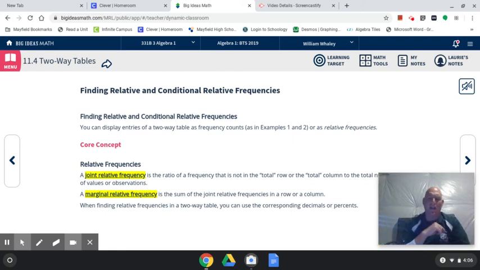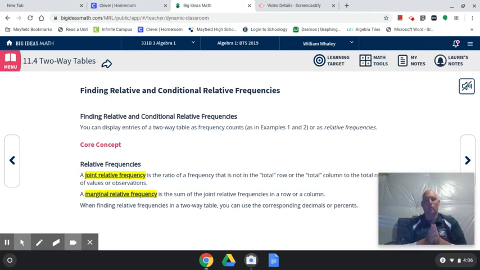I was going to use that last problem, but I'm actually going to just move on and talk about it and the problems they use in your notes, just to keep it a little more straightforward for you guys. So, all right, now we're going to talk about joint relative frequency and marginal relative frequency.